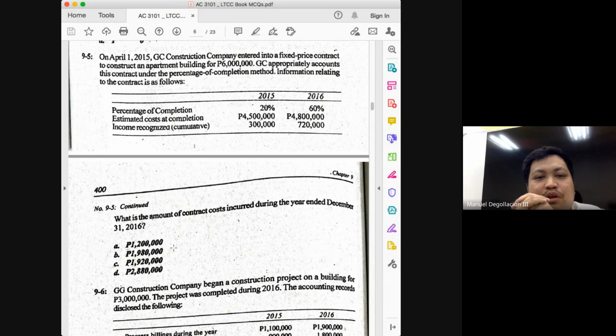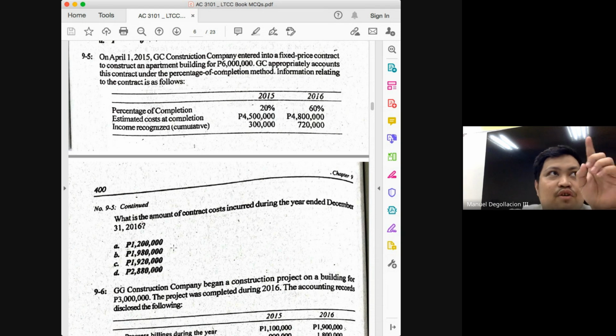Class, what does the 4,500,000 represent? Do you see the 4,500,000? What does that represent? Cost at completion. We need that to solve for the percentage of completion. Okay, what's the other thing we need to solve for the percentage of completion? It's the cost incurred to date. Okay, but that's not given, but we are given the percentage of completion. So you work back, class. If percentage of completion is 20%, cost at completion is 4,500,000. How much then is the cost incurred to date?